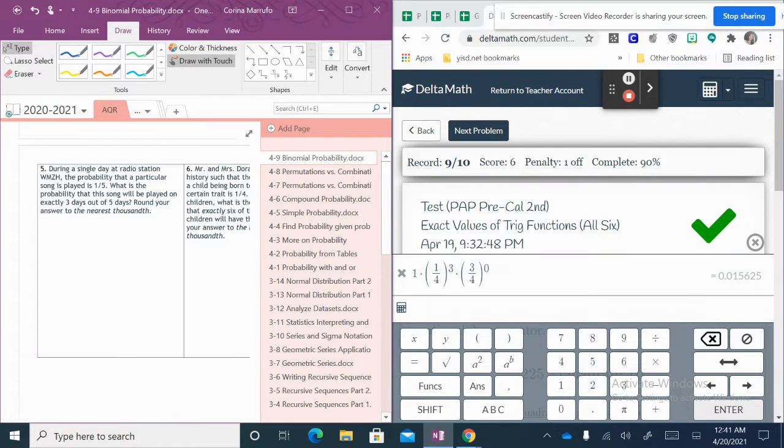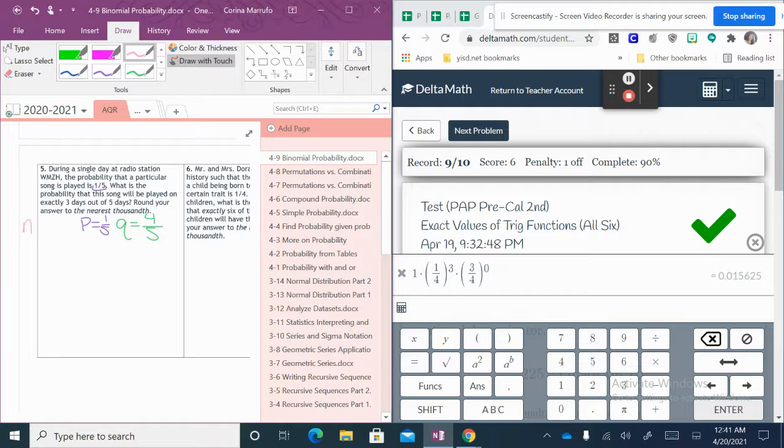Right, the next one. So here it says, during a single day at a radio station, the probability that a particular song is played is 1 out of 5. So my probability is 1/5. So right away, I'm going to go ahead and do my probability of not playing the song would be the other 4 of the 5. Okay. So what is the probability that this song will be played exactly 3 days out of the 5 days?